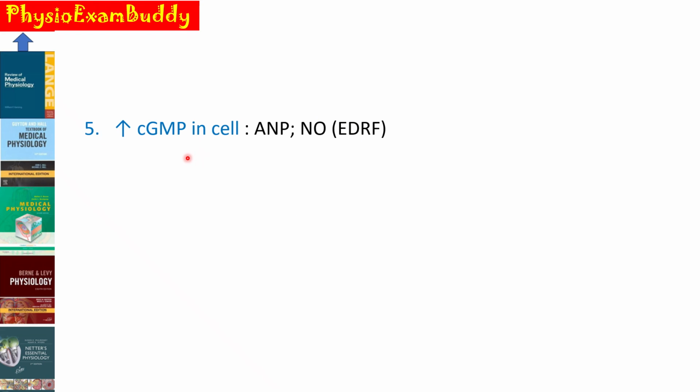The next mechanism of action of chemical messengers is by increasing the cyclic GMP in the cell, mainly the hormone atrial natriuretic peptide as well as nitric oxide, which is also known as endothelium derived relaxing factor, which is responsible for the vasodilatation of the blood vessels. Both of these act by increasing the cyclic GMP in the cell.